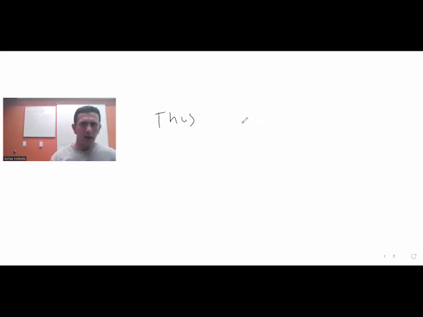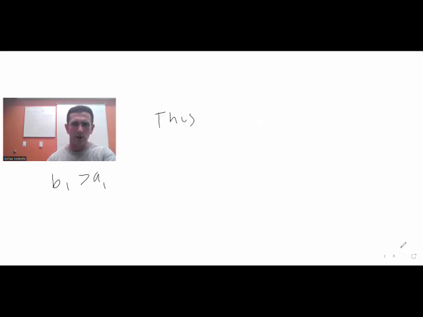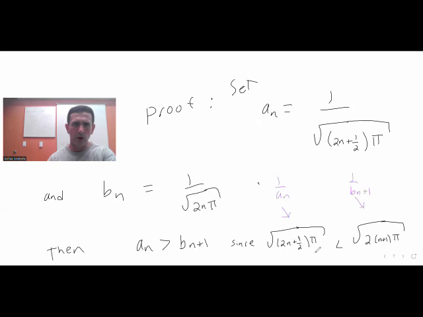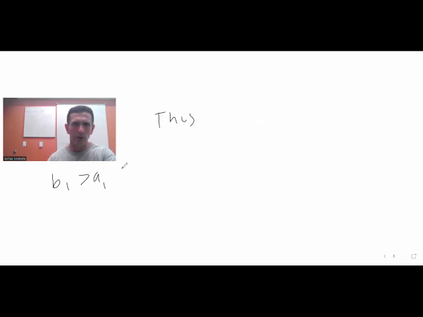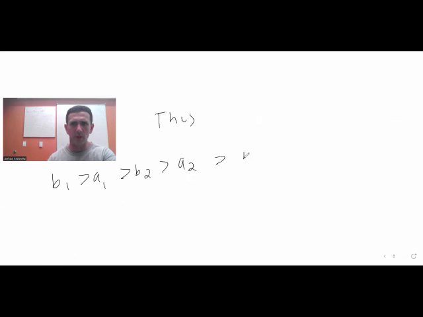Okay, so what does this say? For n equals 1, a_1 is bigger than b_2. And a_2 is less than b_2, which is trivial just because the denominators are larger for a_n than for b_n. Then for n equals 2, a_2 is bigger than b_3, et cetera, et cetera.